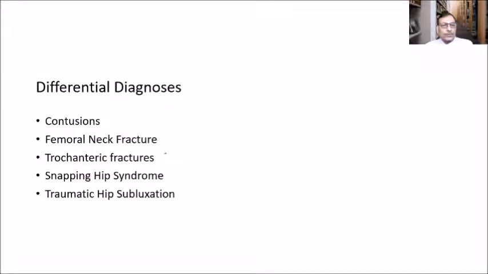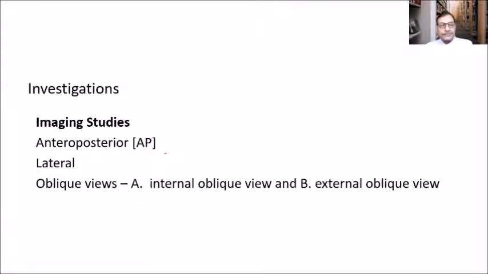Okay, so what could be the differential diagnosis? The contusion simple, but it must be remembered that the femoral neck fracture or the trochanteric fracture is to be ruled out. There could be a case of snapping hip syndrome, and there could be subluxation or dislocation.